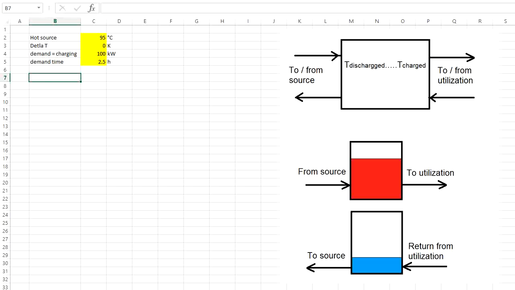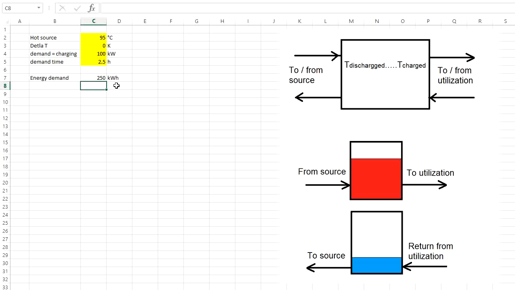So first of all, the amount of the energy is the power output multiplied by the time, and we will get, you can obviously see, kilowatts multiplied by hours are kilowatt hours. So the demand in energy is demand time multiplied by the charging output, and it's 250 kilowatt hours.